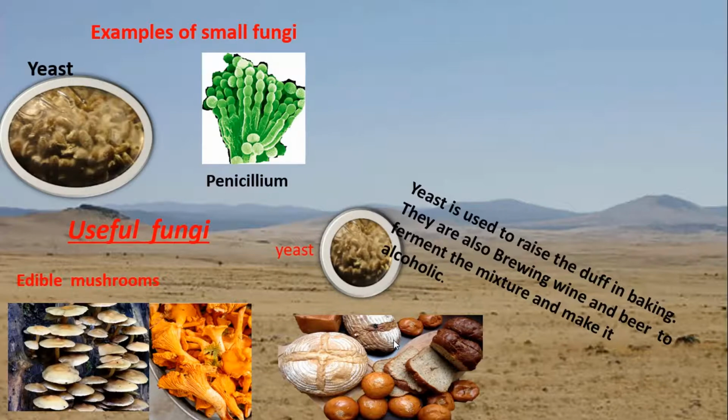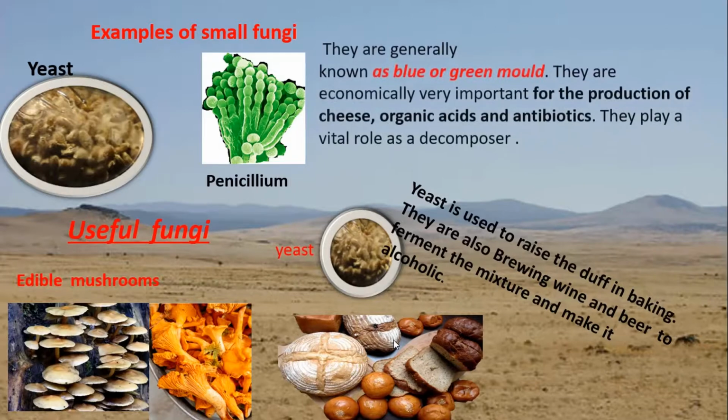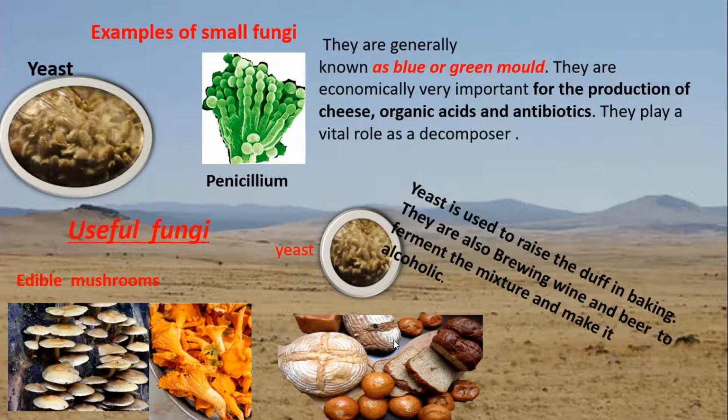Did you know that? No. Penicillium is also a very important fungus because in general they are known as blue or green mold. They are economically very important to us because they are used in the production of cheese. They are also used in the production of organic acids and antibiotics, curative medicine, and they play what we call a vital role as decomposers. They make substances decay fast. So besides the economic uses, they are also good decomposers. Are we together? Yes. They help things rot fast. Decomposition is the process of rotting.